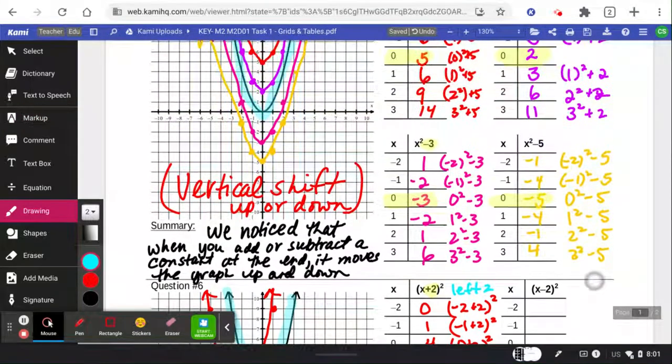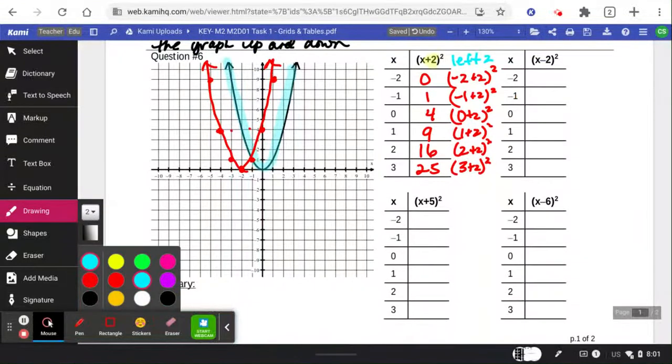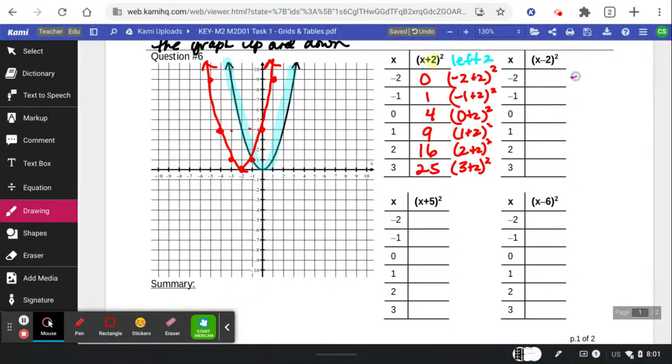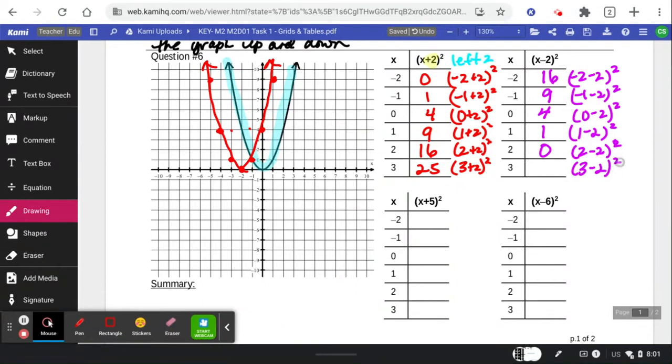Okay, what color did I use next? I used purple next. For the second table, we're plugging in negative 2 minus 2. That's going to be negative 4 squared is 16. Negative 1 minus 2. That's negative 3 squared is 9. 0 minus 2. That's negative 2 squared, which is 4. 1 minus 2 becomes negative 1 squared, which is 1. 2 minus 2 is 0, 0 squared. 3 minus 2 is 1. 1 squared is 1. We did see a little bit of symmetry on this one.